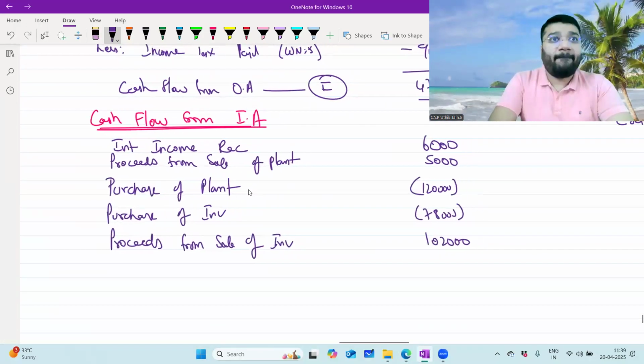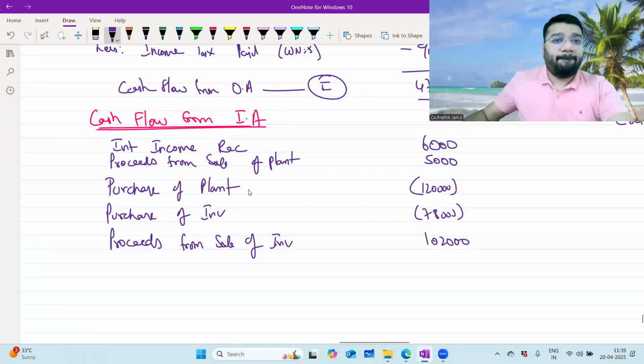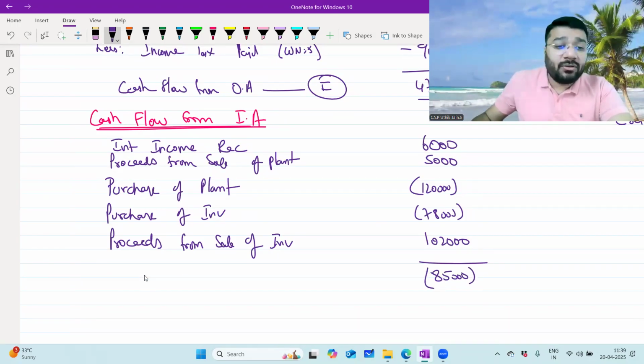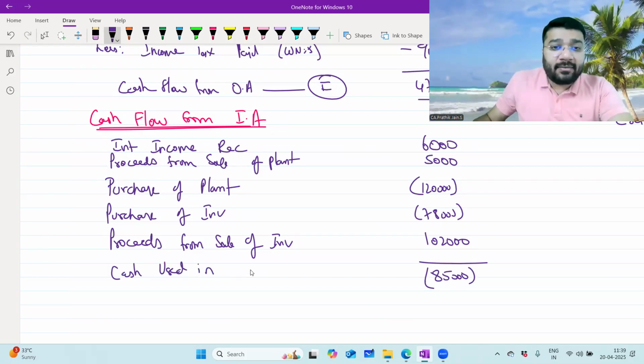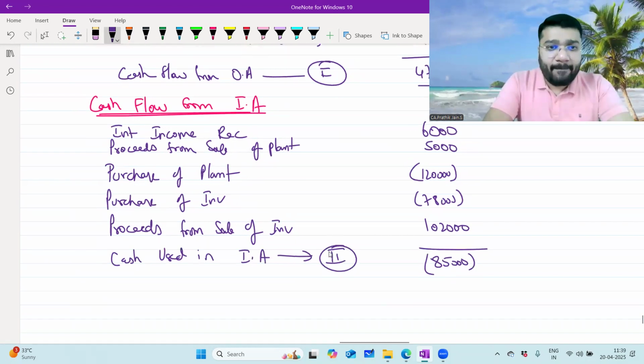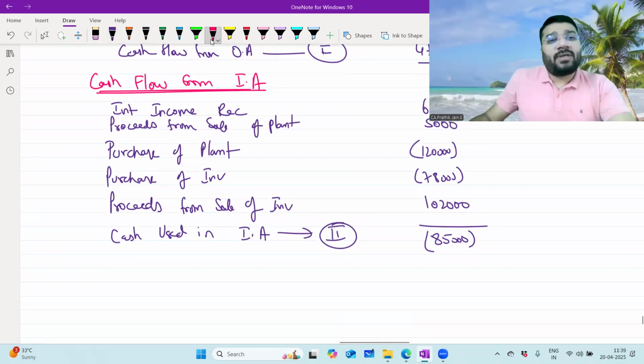Now tell me. Cash used in investing activities 85,000. Negative. How much? 2 lakh? 85,000. Only 85,000 in bracket. So cash used in investing activities. This is 2. You can add A, B or 2, whatever it is.